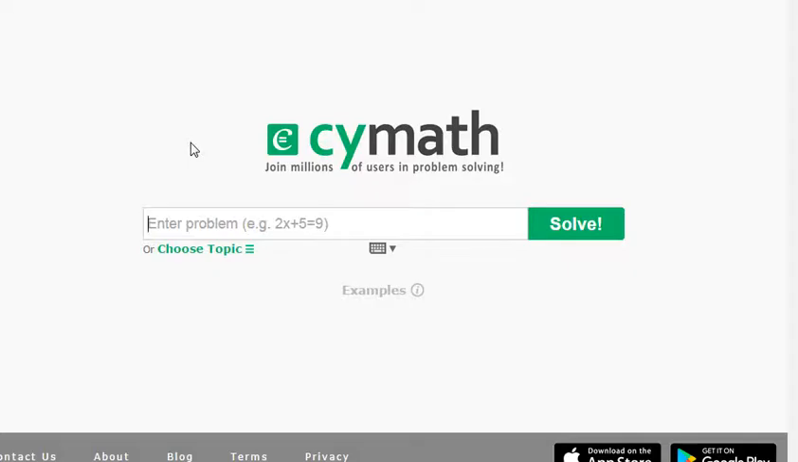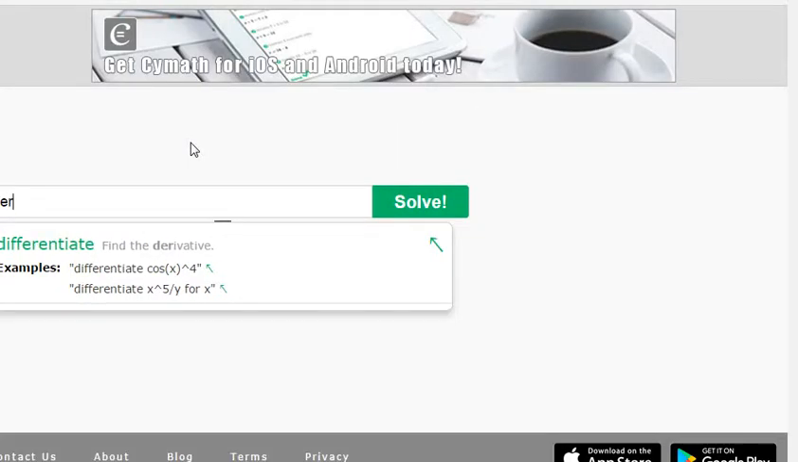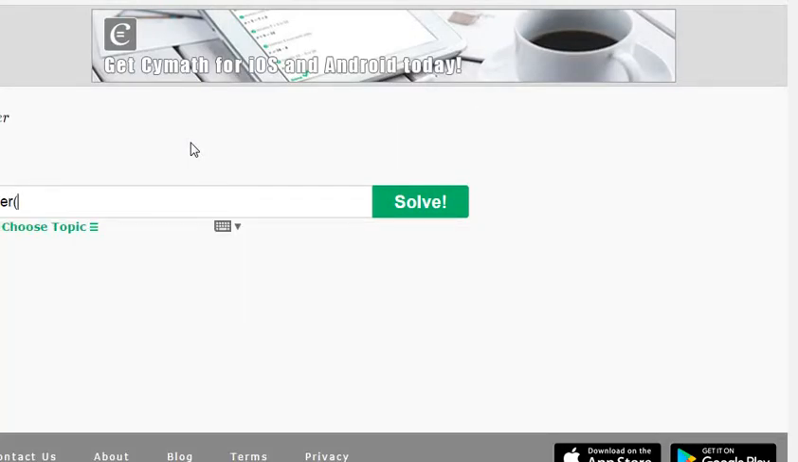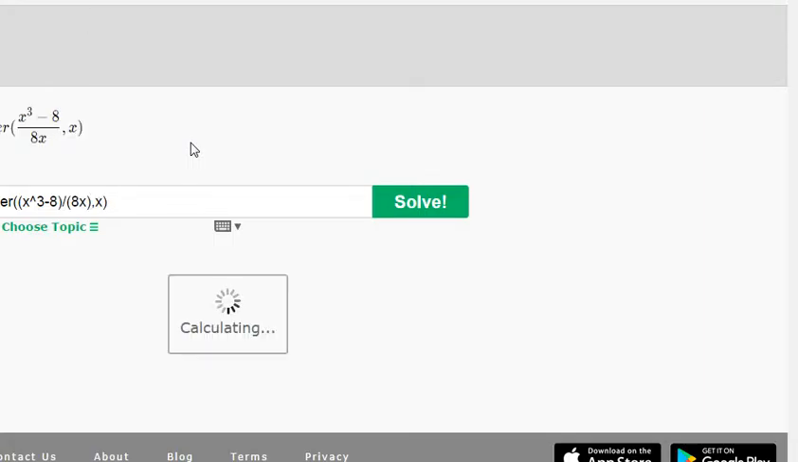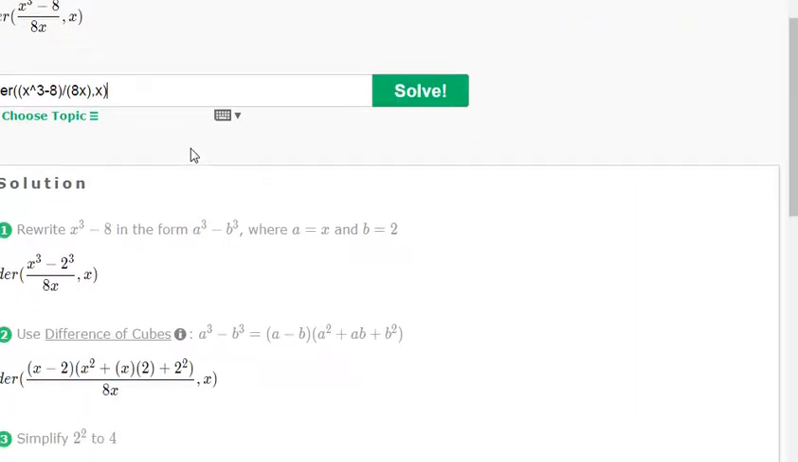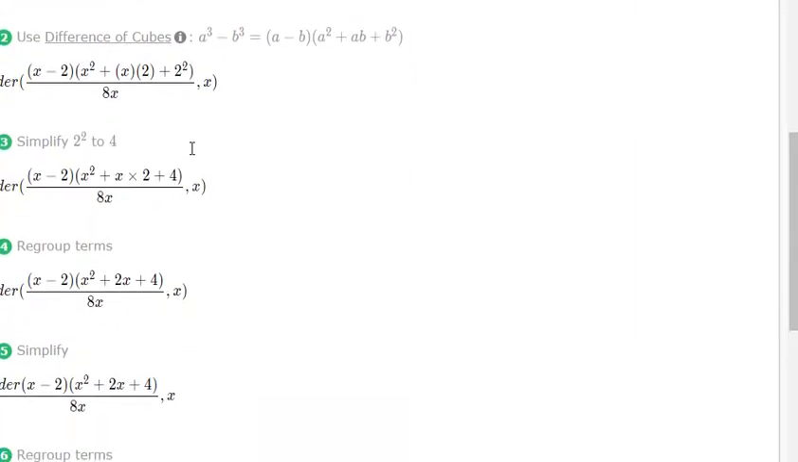Can you type in derivative here? No, you might be able to do that, but you say choose topic. Okay, let me just try it here. Derivative of, let's do x cubed minus 8, divided by, now I need to put this in parentheses, 8x, comma x. Oh, wow. So it's showing you the steps.